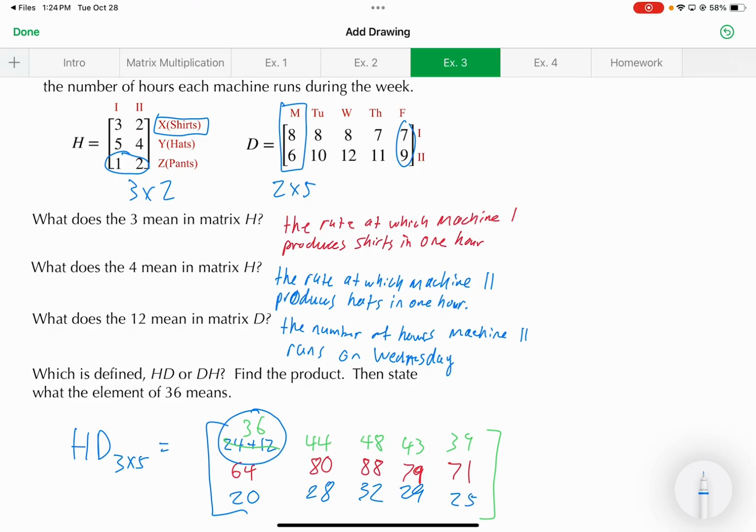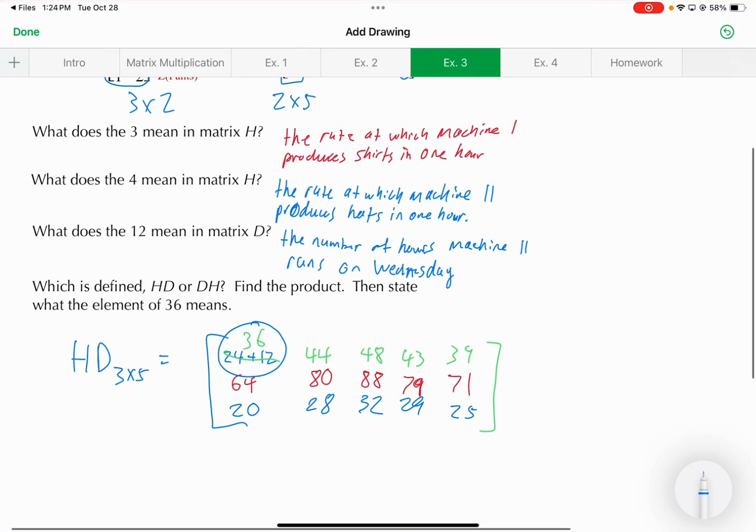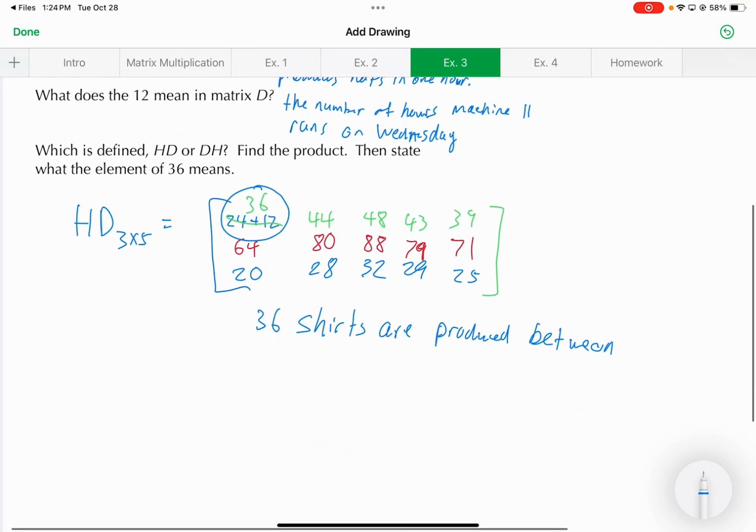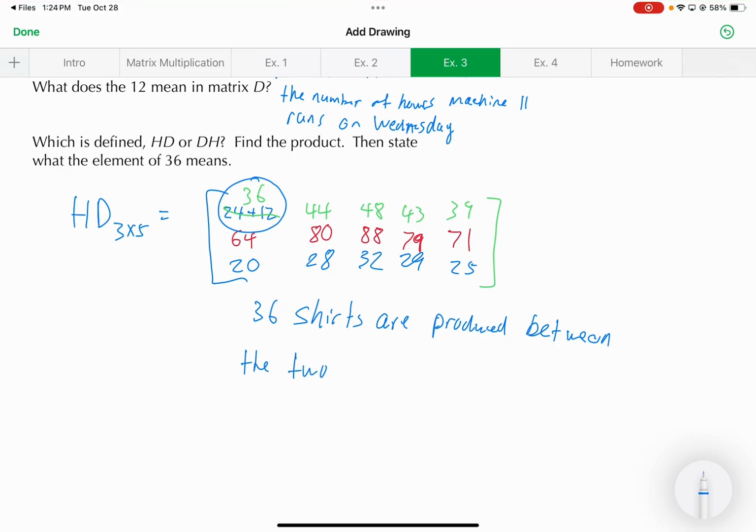So for me to assign value, I look at my rows and then my columns. I'm looking at shirts on a Monday. So that's what we're going to have. So 36 shirts are produced between the two machines on a Monday. Yay. We feel all right? Okay. Uno mas? Yes. Let's see what the last one's got in store for us.